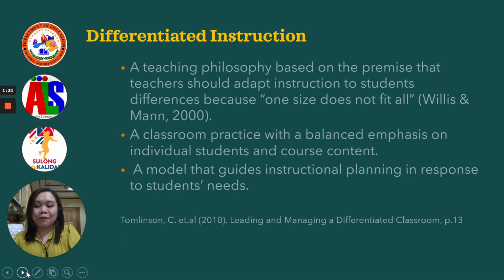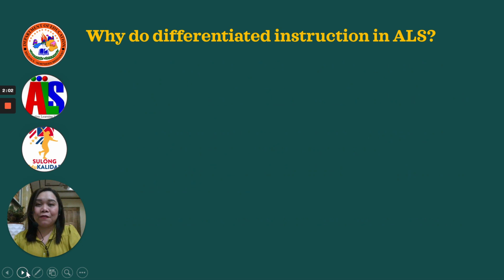Learners differ in terms of background experience, culture, language, gender, interest, and readiness level. These differences will profoundly affect how students learn and the nature of scaffolding they will need at various points in the learning process. Our ALS learners are not too much different from the learners in the formal school. I can say they're even more extra unique. So allow me to share with you the top 3 reasons why we do differentiated instruction in ALS.